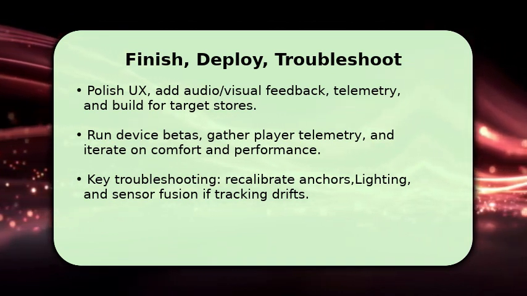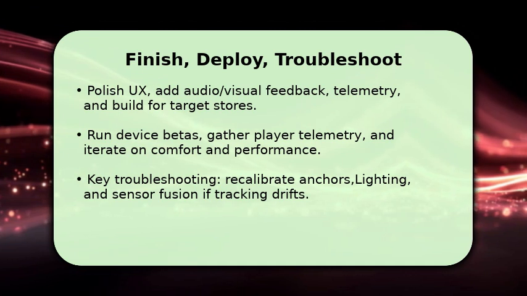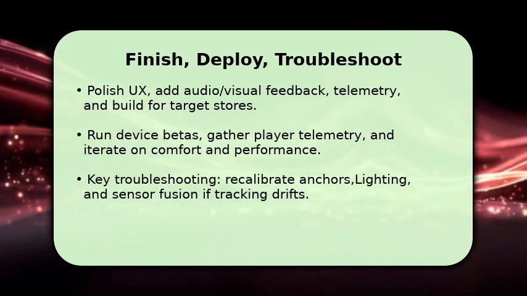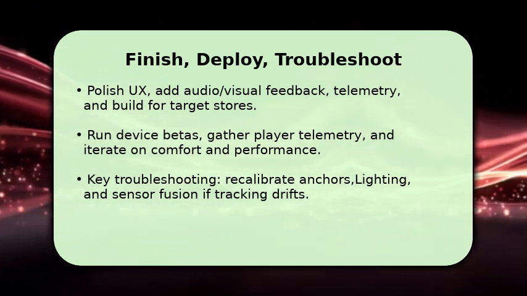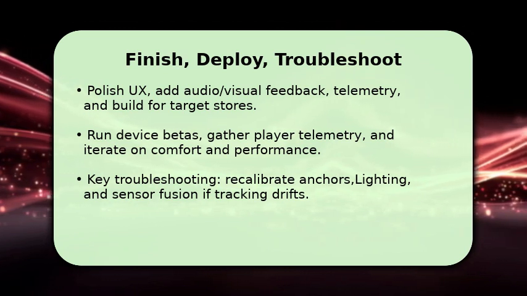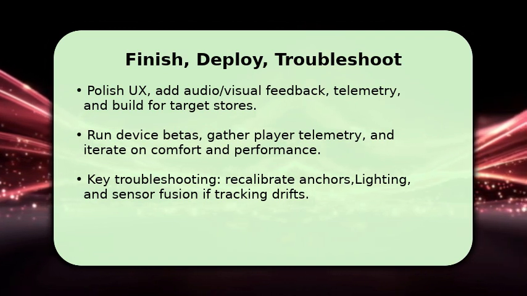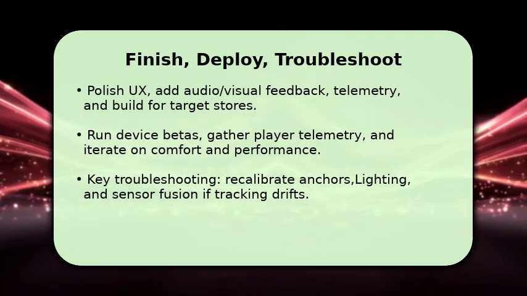When you're ready, deploy and monitor crash and tracking metrics to iterate quickly. If tracking drifts or objects jitter, recalibrate your anchors, check sensor fusion settings, simplify collider shapes, and reduce dynamic lights. These fixes usually restore stable mixed reality alignment.